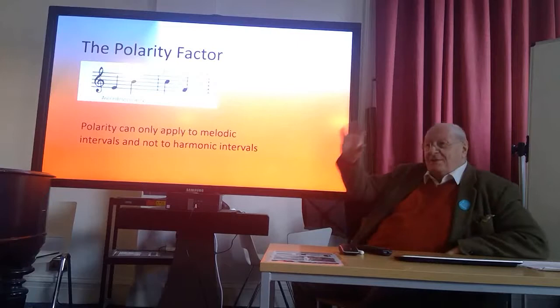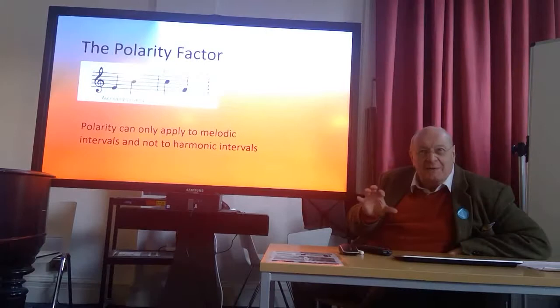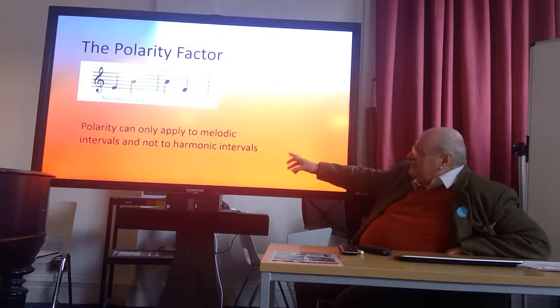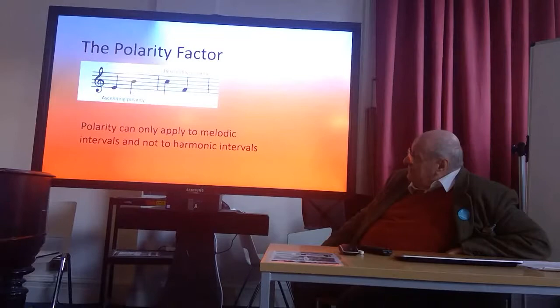Because if you've got a harmonic interval, 1/5, which could be called 5/1, it's a problem. Why is it called 5/1? Because there are two forms in which it can be. So polarity can only apply to melodic intervals, because it's one note before the other, and not two notes together. It's quite simple. If you have the first chord here, mi, si, called 1/5, and after it is called 5/1, they have to be melodic, they can't be harmonic.